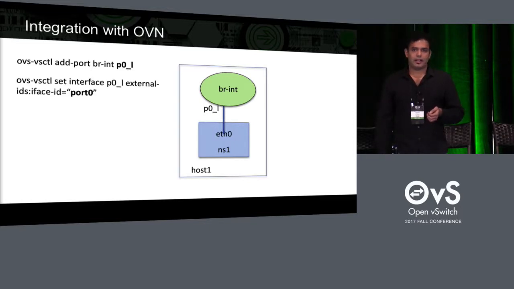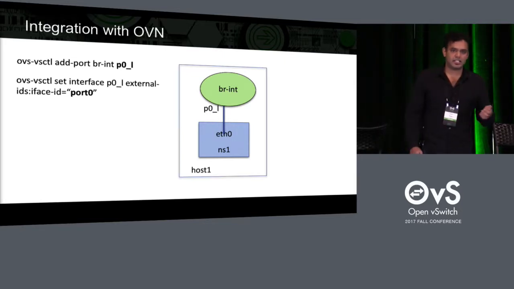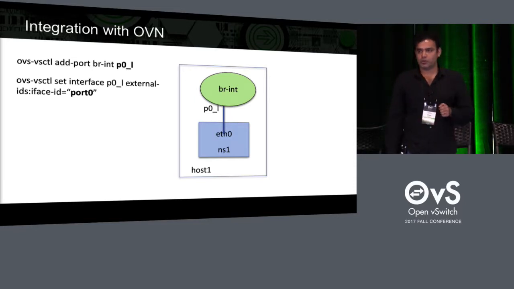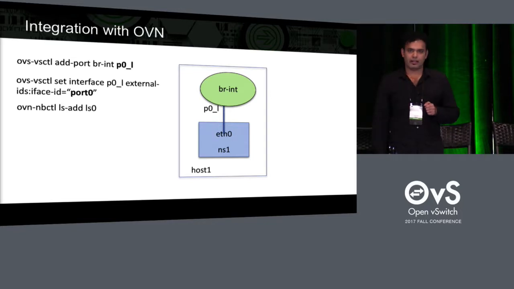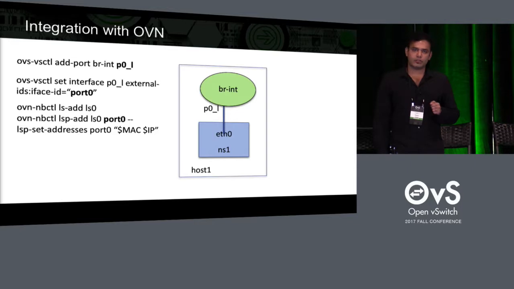For OVN, we just associate a metadata. For example, I have given the name port0. It's just a string. We add it to the vSwitch bridge. And then in OVN's database, we can create a logical switch and then add a logical switch port with the same name as in the previous step, that is port0. We give it an IP address and a MAC address, and that's it. OVN will program OVS and let traffic come from that particular namespace.